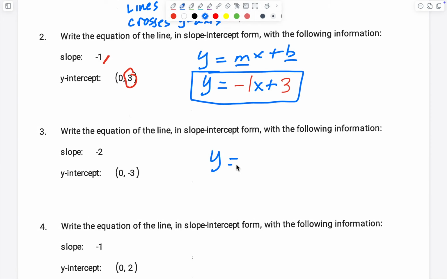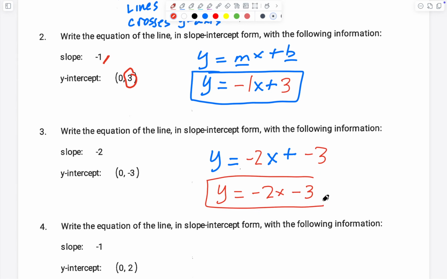So y equals mx plus b. We're just going to shortcut this a little bit. So m is -2. So we're going to put that in right there, -2x, plus, and then this here is -3. So we're going to put that in. So plus a -3, or we could simply write that as y equals -2x minus 3 and call that good.